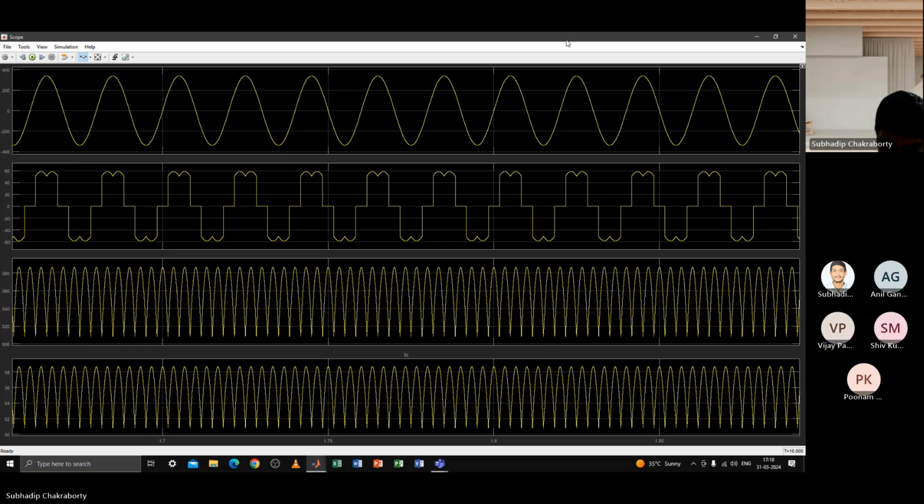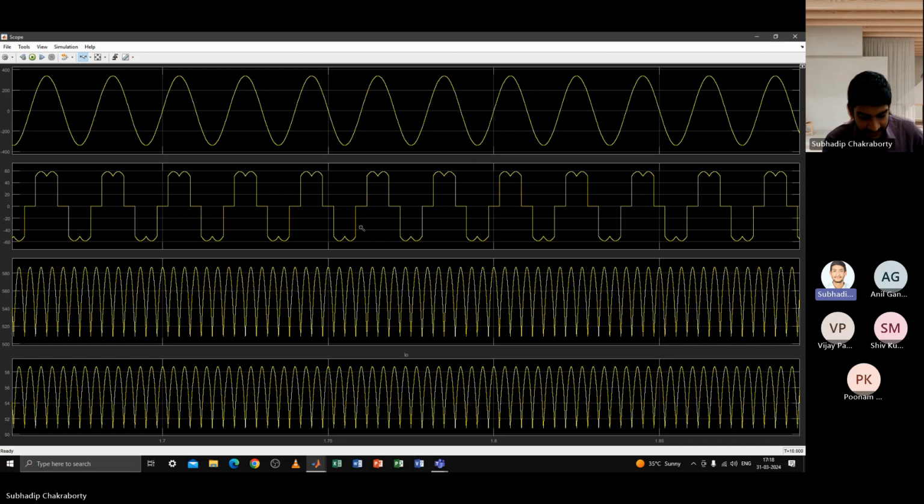Yes, sir. Since the waveform is distorted, you cannot comment that the power factor will be unity. What I am telling is that since the waveform is distorted, the power factor should not be unity. And why is it distorted? Because it is a 3-phase waveform, so it cannot contain the third harmonic components. That's why it is quasi in nature.